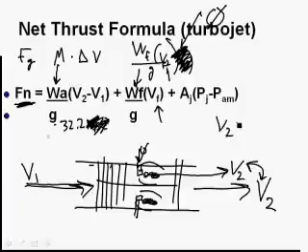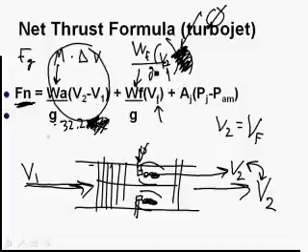So V2 is always going to be the same as VF, or vice versa. VF is always going to be the same as V2. So if you know what V2 is, you know what VF is. So this is a mass times a change in velocity for the air going through the engine, and this is the mass times change in velocity of the fuel. So we've got to take into account that. Now this is going to be a really small number, but that's all right.